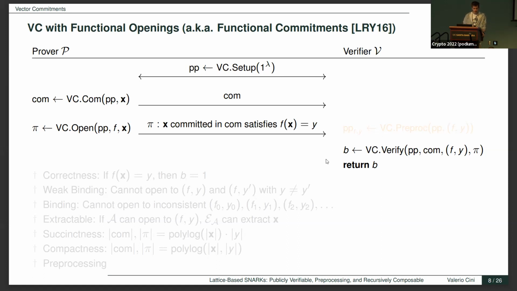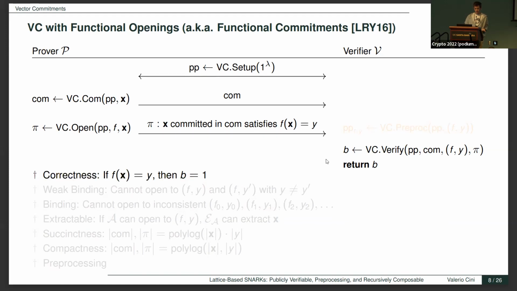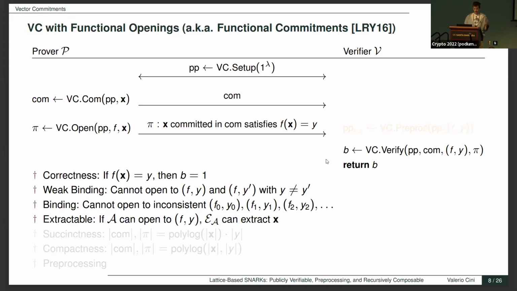Again, this primitive will require a bunch of properties. The first one is correctness. We require that whenever f of x actually equals y, then the verifier should accept. Regarding the security of the primitive, we have 3 different properties in ascending order of strength. The weakest one is what we call weak binding, and requires that the prover should not be able to open a commitment to 2 different tuples (f, y) and (f, y') with y different from y'.